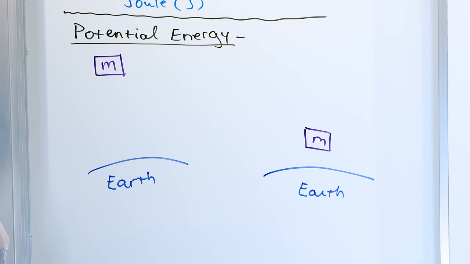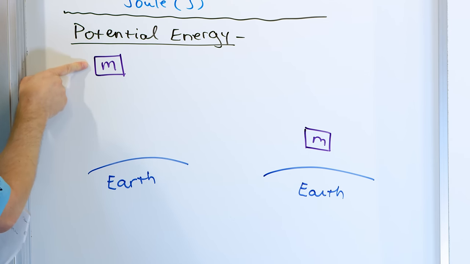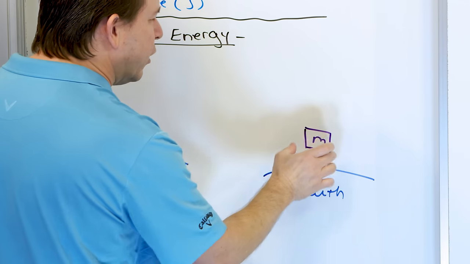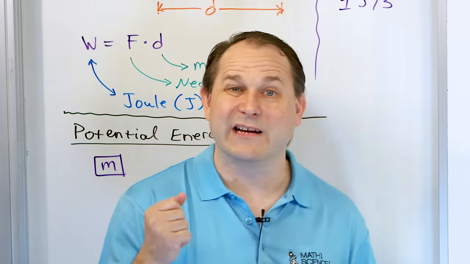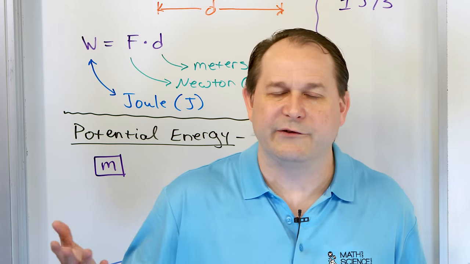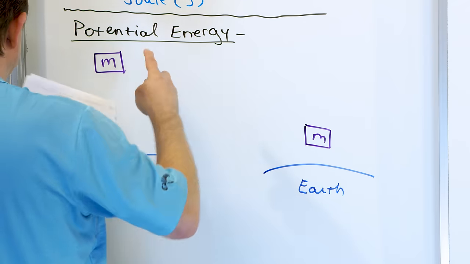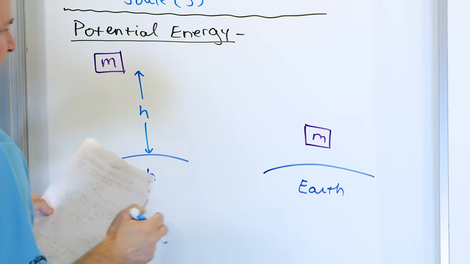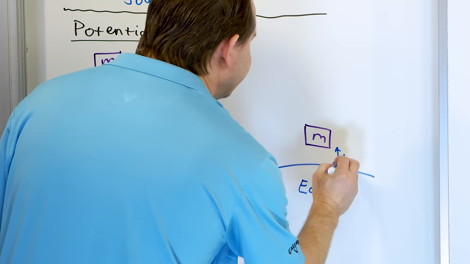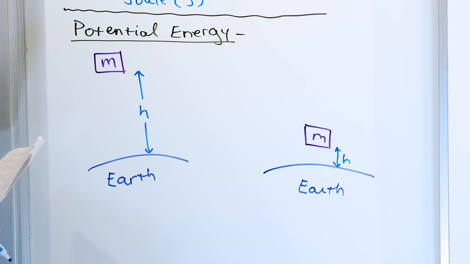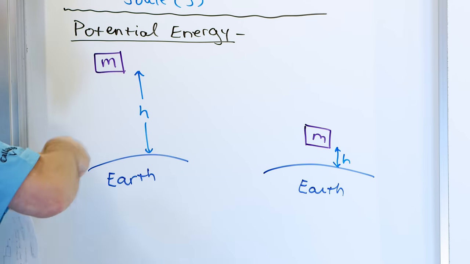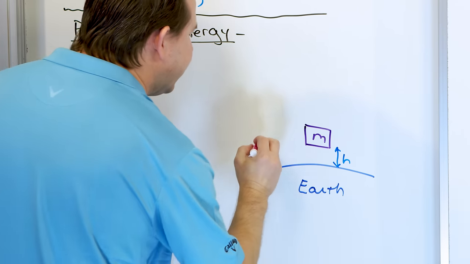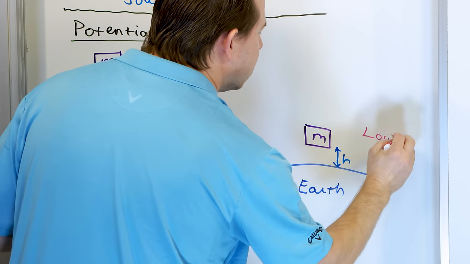Which of these has the higher potential energy? We already talked about it. This one has a higher potential energy because if I let it go, it's going to come crashing down with a higher speed and impact the ground. And if I let this one go, it's also going to hit the ground, but it's not going to be traveling as fast. So it didn't have as much potential energy to begin with. This is some distance h off the ground, and this is some distance, also h, off the ground. Of course, this h is bigger than this h. We already said that this one has a higher potential energy, and this one here has a lower potential energy.